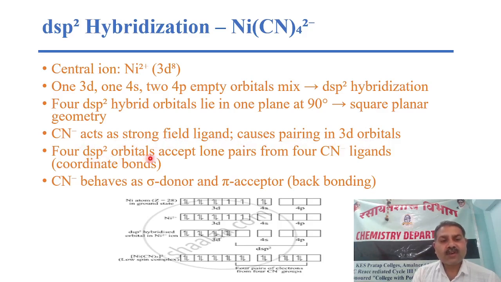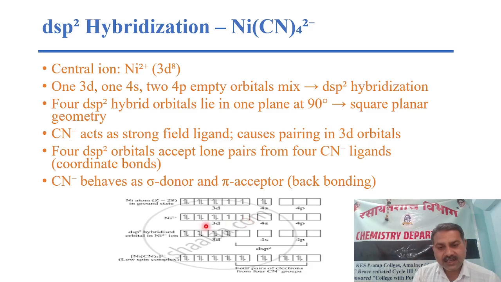So 4 dsp2 hybrid orbitals accept lone pairs from the 4 cyanide ligands. The bonds that are formed are called coordinate covalent bonds. Cyanide minus behaves as a sigma donor and pi acceptor, which is called back bonding. The electronic configuration of the nickel atom is 3d8 4s2, but the Ni2+ ion is 3d8.